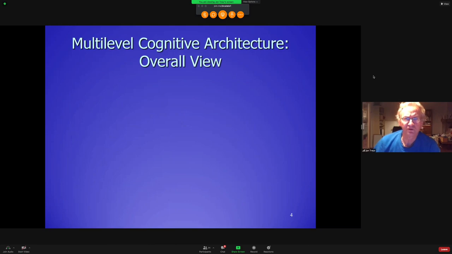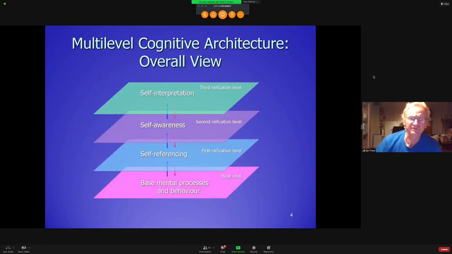So the overall view of the multi-level architecture we have designed for this looks like this. There is the base level of mental processes. I will give an example in a minute. Then there is a level where you can refer to yourself in how you function on that base level. There is a level where you are aware of this referring to yourself. And there is a level of your self-interpretation. So these are the four levels in the architecture that I will discuss.